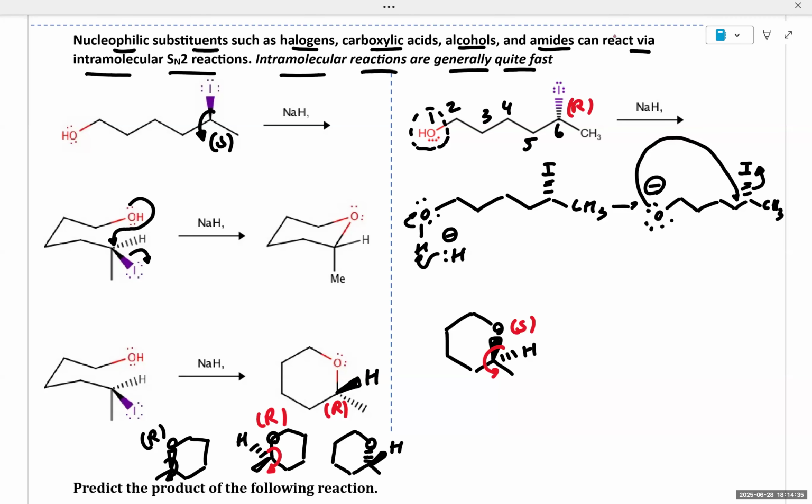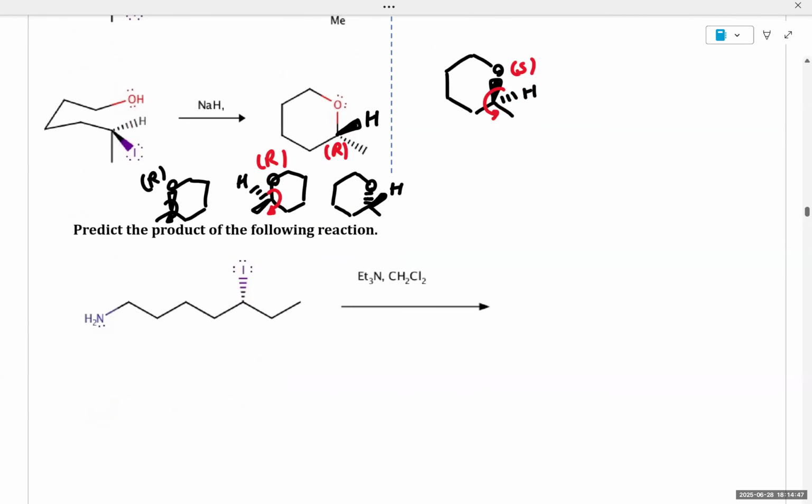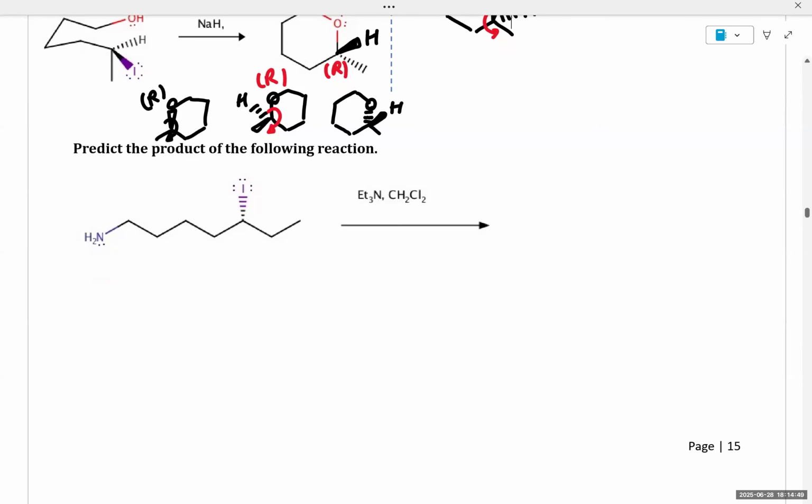So we've gone through some examples now where we drew out some intramolecular SN2 reactions, very useful to form rings. Let's now try to approach the following problem, where we're asked to predict the product of the following reaction. This triethylamine is just serving as a base. Your internal nucleophile is going to be this amine here. So pause the video, take a few moments to work through this example, and then we'll discuss.